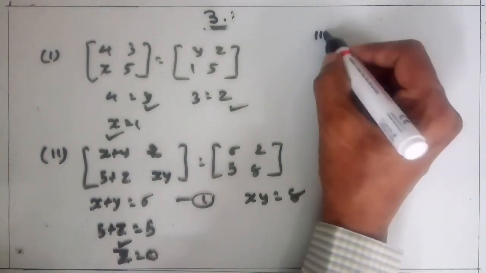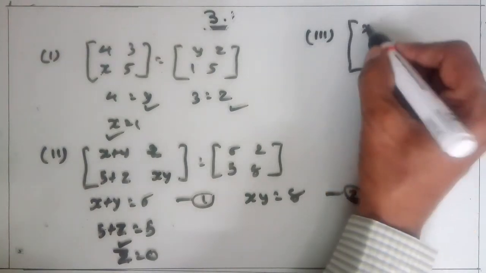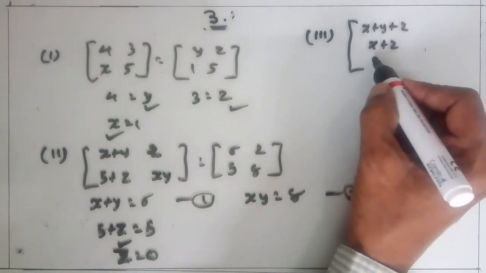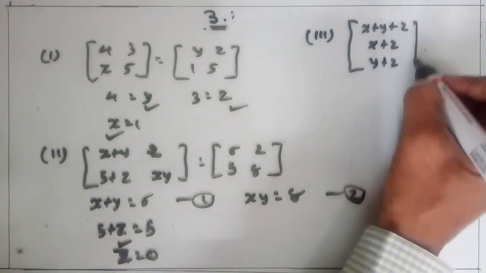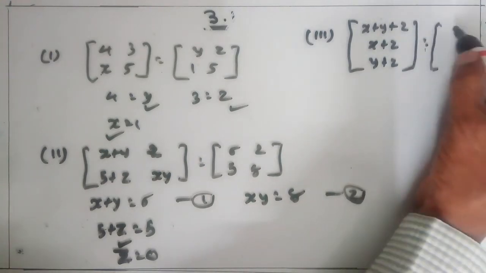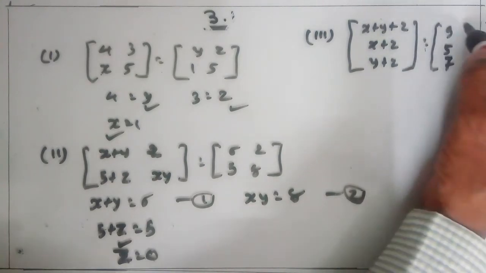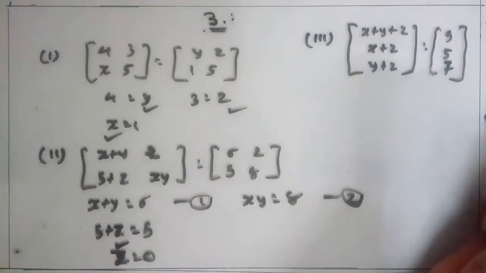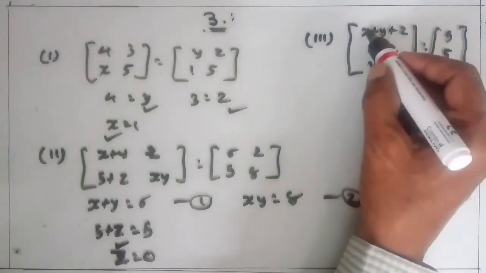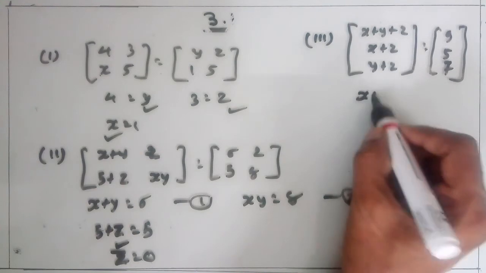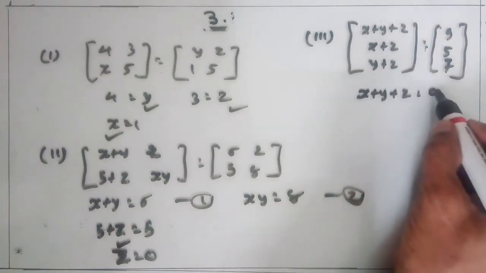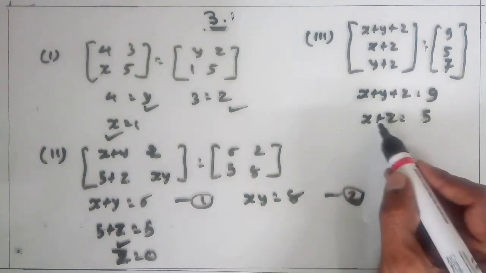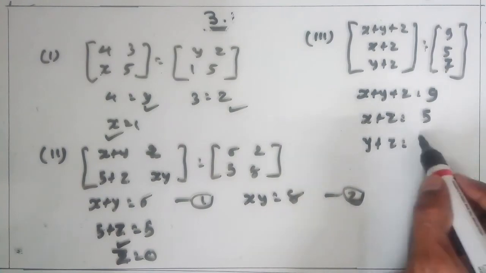Same in the third question given: the column matrix x plus y plus z, x plus z, y plus z is equal to 9, 5, 7. Both matrices are column matrices. Compare both matrices. x plus y plus z is equal to 9. Clear? Similarly, x plus z is equal to 5. y plus z is equal to 7.